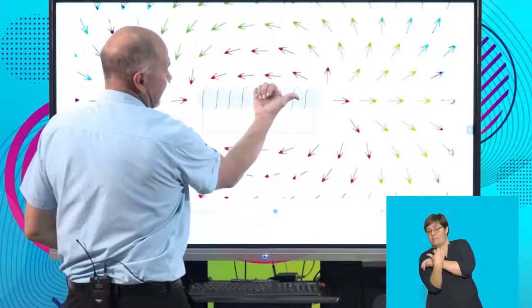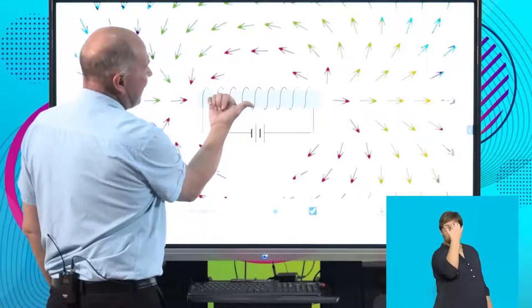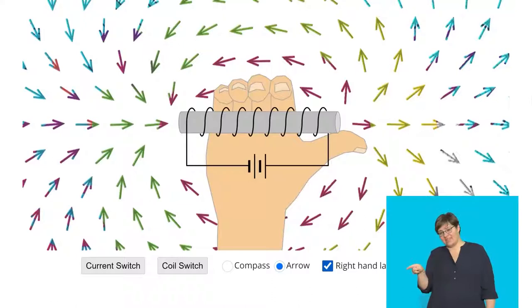Now, just to confirm that I've got it right, let's use the big hand over there so you can see the graphic. The wires are wrapping around in that direction, and so we can see the North Pole is pointing in this direction over here, that you can see where the thumb is.